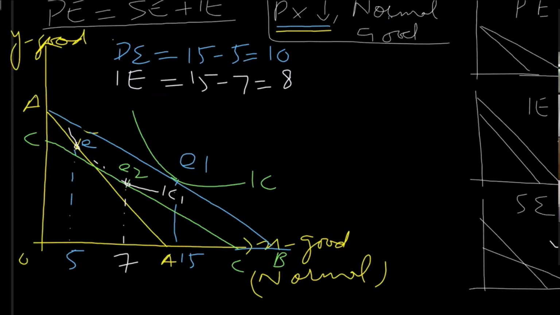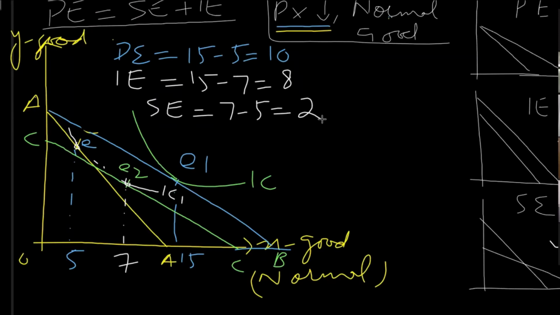For the substitution effect, we know that lines cross each other, and the two lines which are crossing each other in this graph are AA and CC. Equilibrium at budget line AA is at point E, where quantity is 5, and on budget line CC, equilibrium is at E2, where quantity is 7. So 7 minus 5 will give us the substitution effect.